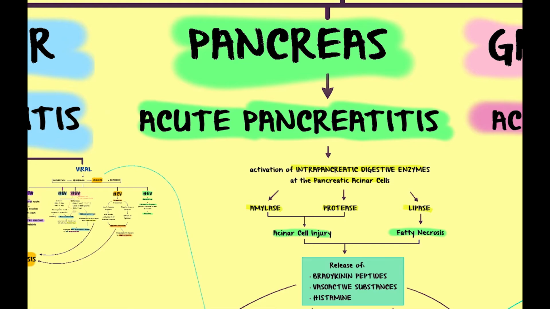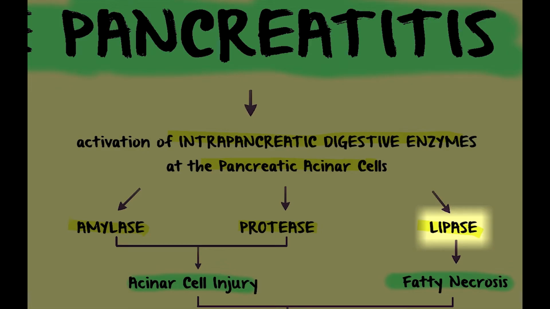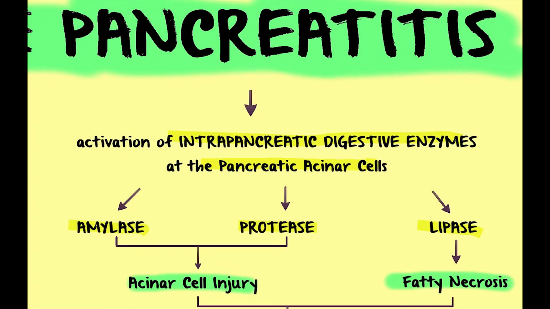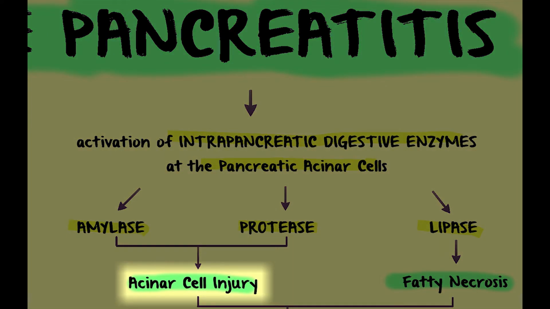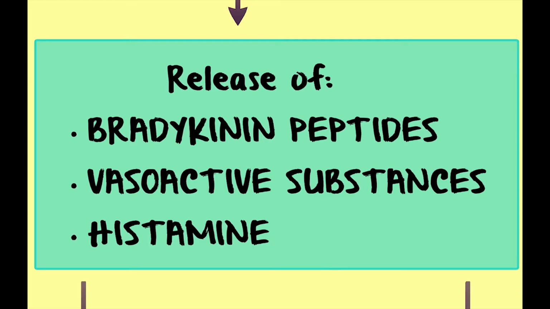Lastly, an inflammation of the pancreas manifests as pancreatitis. Acute pancreatitis has multiple etiologies, including gallstone formation, alcohol, and hypertriglyceridemia, to name a few. These causes activate intrapancreatic digestive enzymes, namely amylase, protease, and lipase at the pancreatic acinar cells. Normally, these enzymes are activated within the lumen of the small intestine. Activation of the enzymes in the pancreatic parenchyma will cause both acinar cell injury and fatty necrosis, causing the release of bradykinin peptides, vasoactive substances, and histamine.